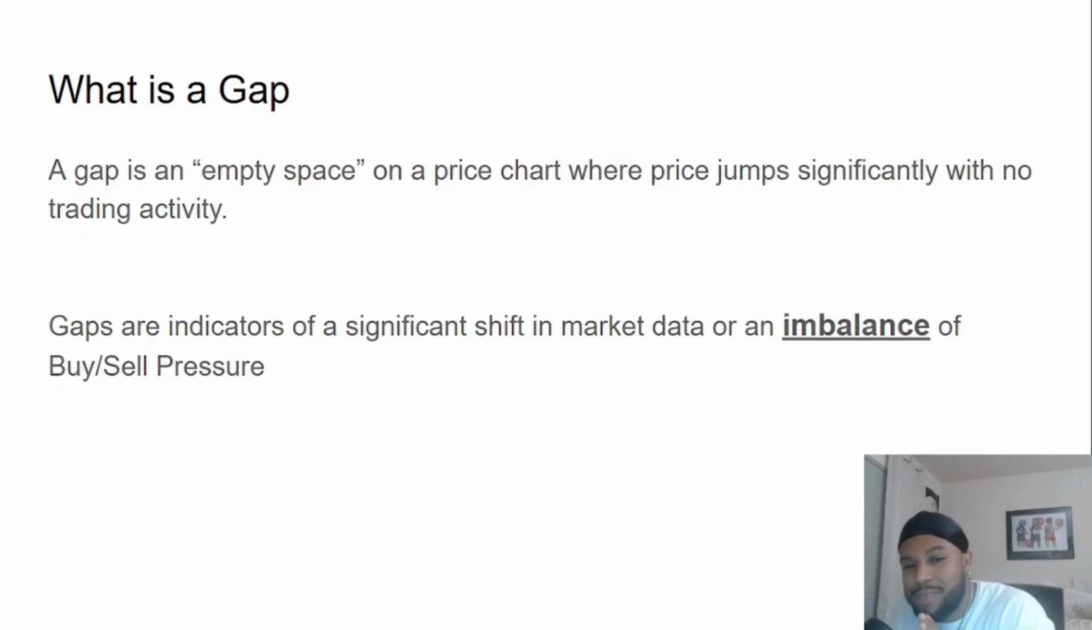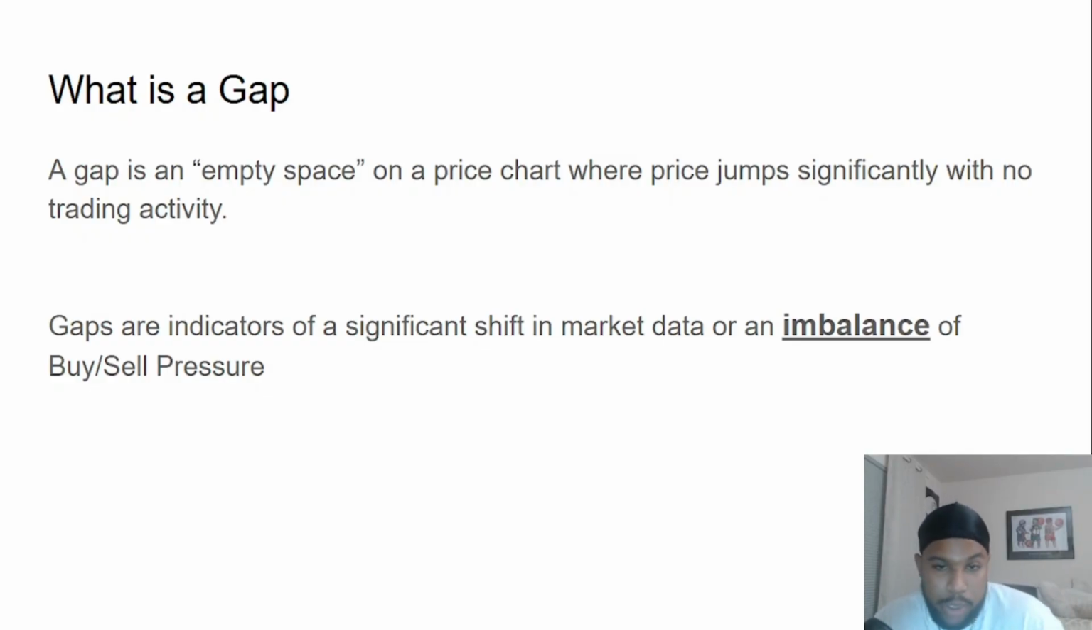They're indicators of a significant shift in market data. This could be a news release. This could be the president of the USA speaking. This could be North Korea announcing that they're closing all their borders for some reason. This could be Japan shutting their banks down for the day. Anything that causes a huge shift in market data in a short amount of time is most likely going to create a gap. The other thing that could create a gap is an imbalance of buy and sell pressure.